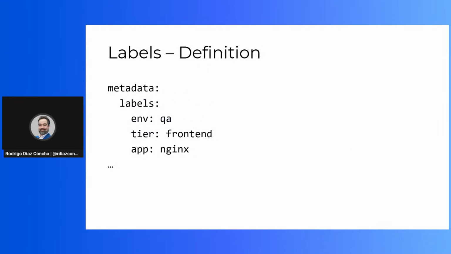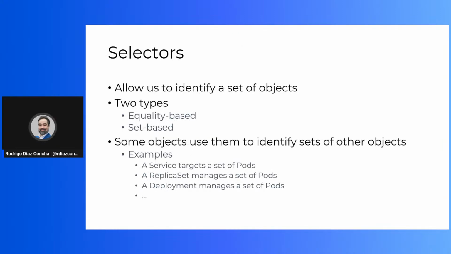And you can have different ways of specifying your labels. As you can see here, I'm using env, tier, app, and so on. And then by using the selector, you can say, okay, I want this deployment to manage all the pods that have this particular set of labels, okay? And that's also true for services.